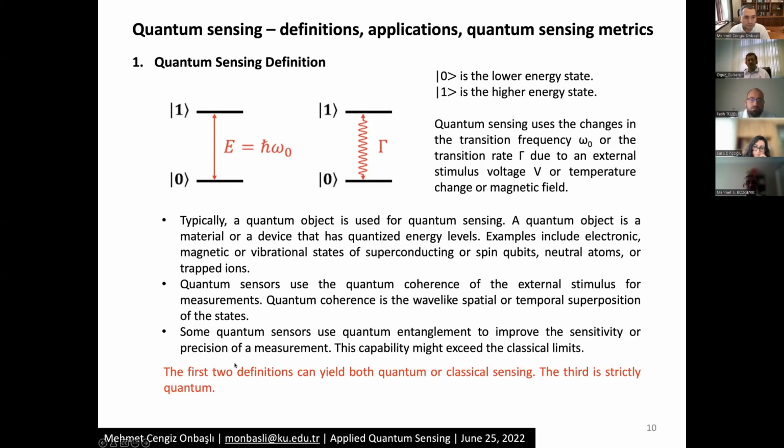So the first two types here, the first two definitions, can yield both quantum and classical sensing, but the third one is actually a strictly quantum mechanism.